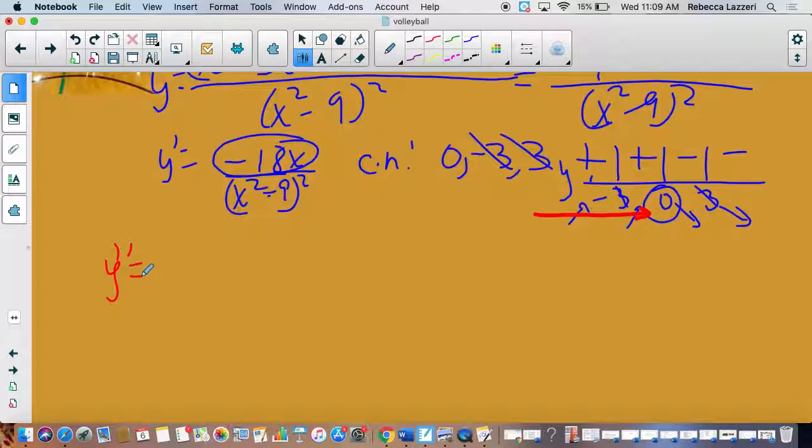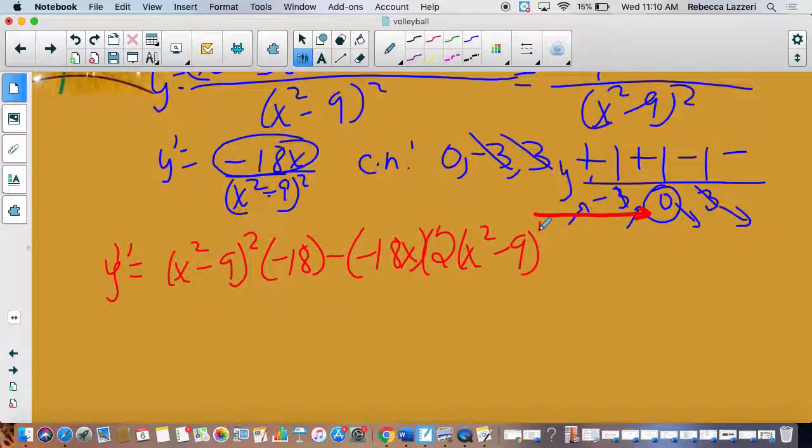So anyway, I'm going to see if there's anything I can reduce. I'm going to go low d high minus high d low. Chain rule: 2 times x squared minus 9 to the first, times the derivative of the inside, which is 2x.